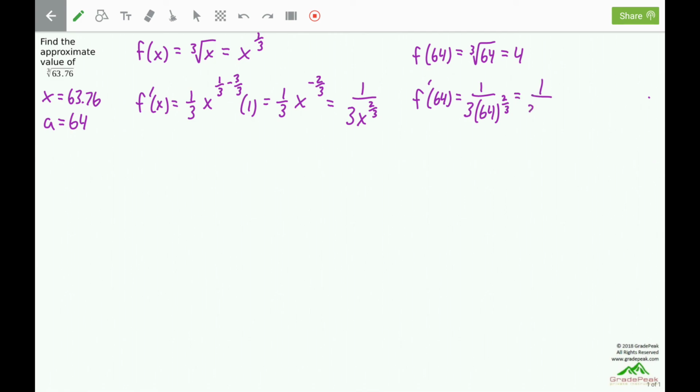That will be 1 over 3 times 64 to the 2/3, which means the cubed root of 64, which is a 4, and then square the result. This will be 1 over 3 times 4 squared, which is a 16. And 3 times 16 is a 48. So this becomes 1 over 48.